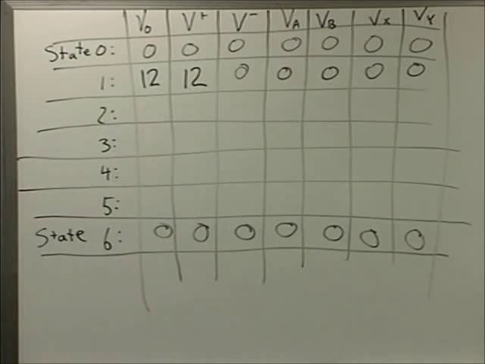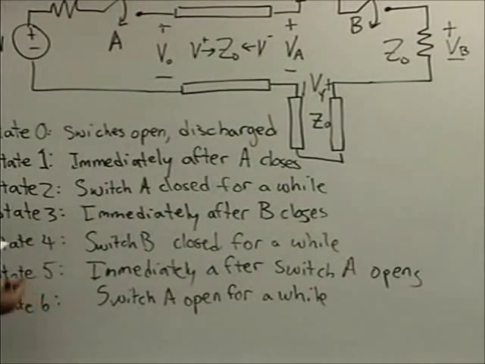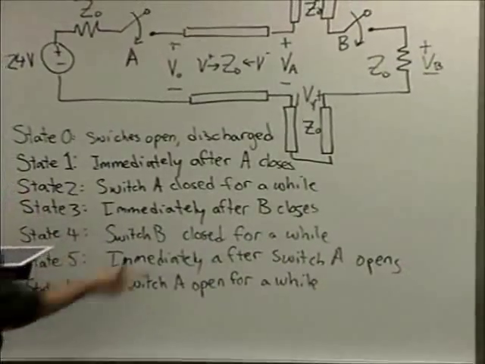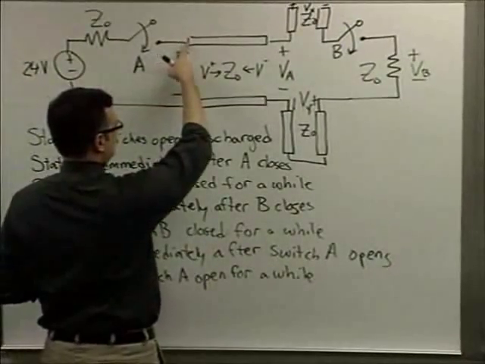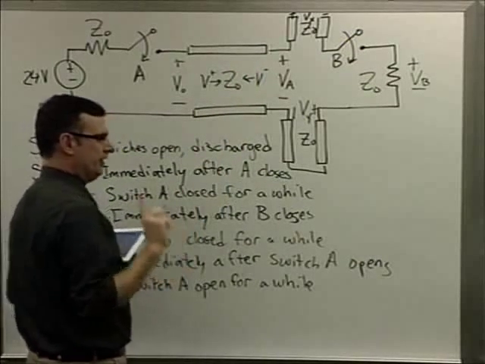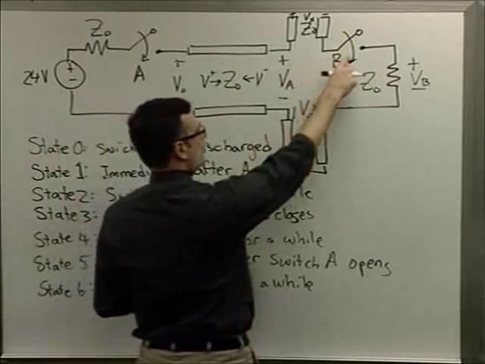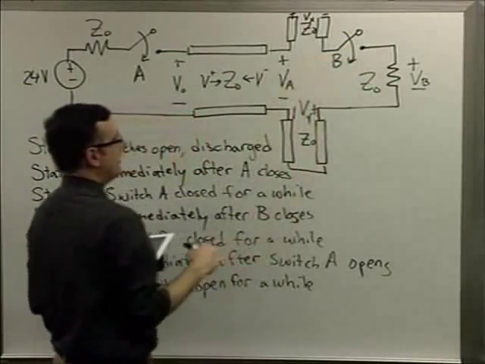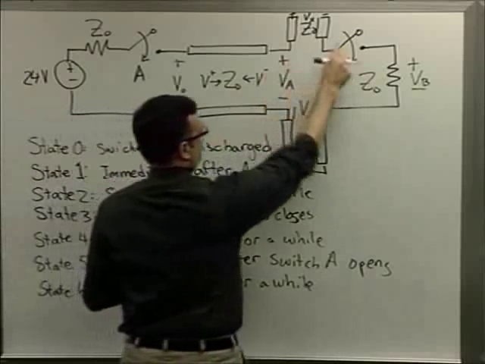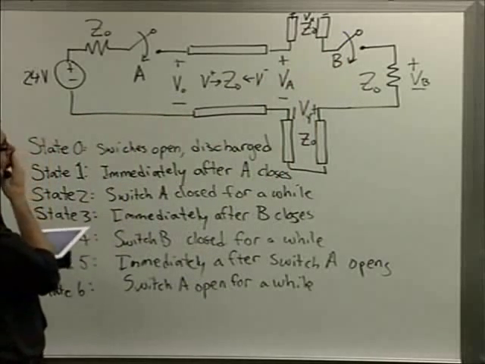Okay, state two. Switch A has been closed for a while. Of course, for a while means that everything has a chance to charge up. This first transmission line is going to look like short-circuited terminals. And the real interesting thing happens when we get over to the end here, because we have an open circuit switch. And the fact that that's over here might cause some people some problems. This might be kind of disturbing.